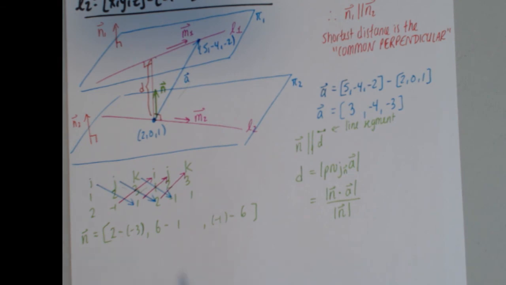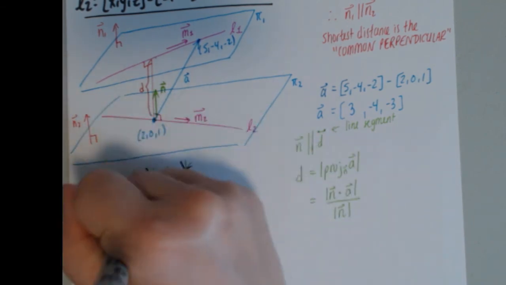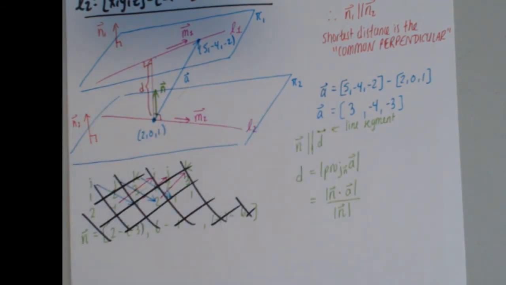Give me one sec, guys. Let me just double check these numbers. You know what? I wrote this a little sloppy. Let me cross this out and redo it again because I did not line things up properly. Let me do this one more time.